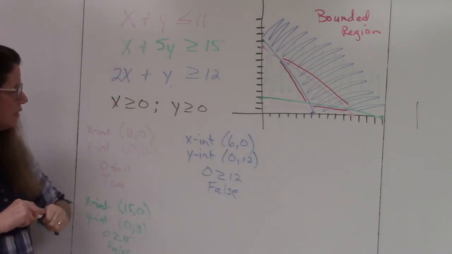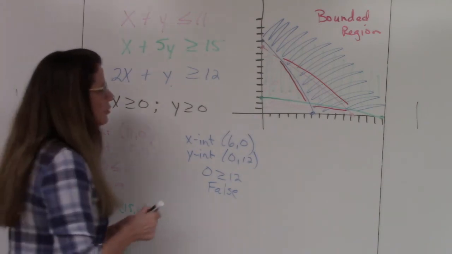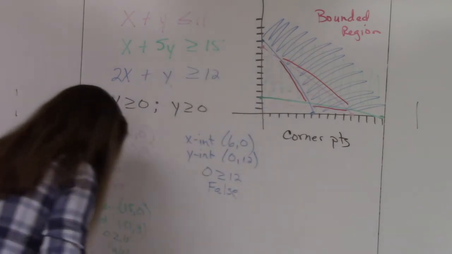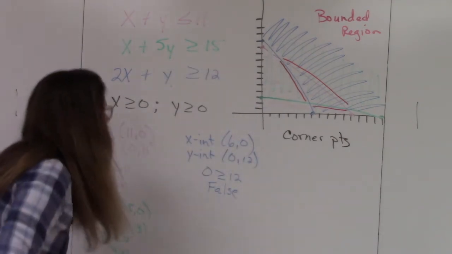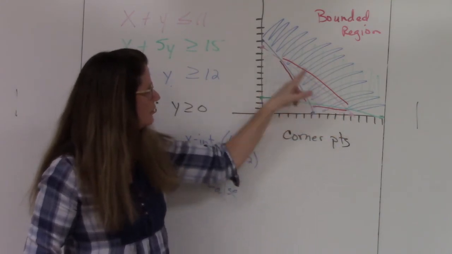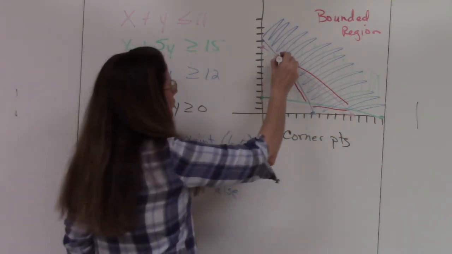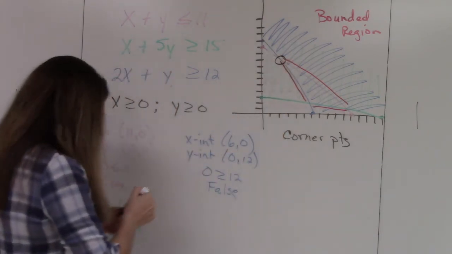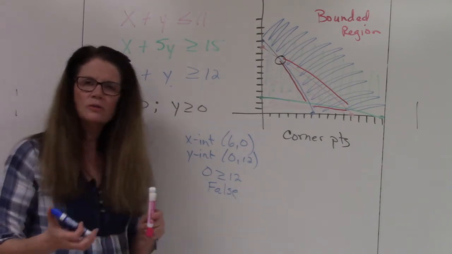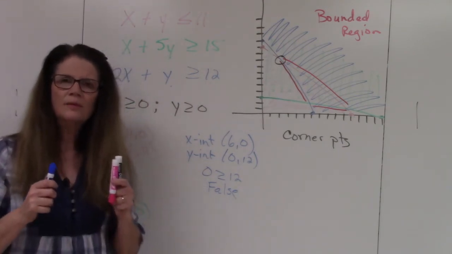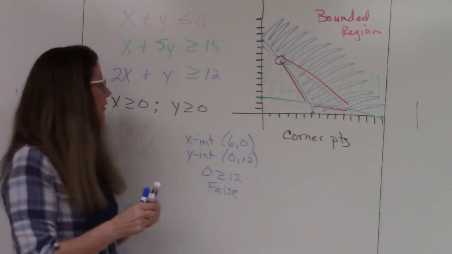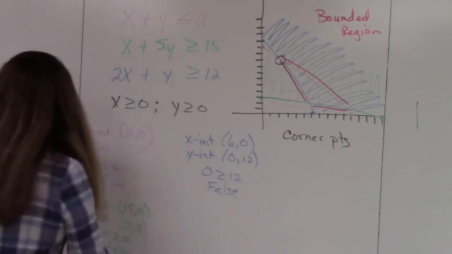Okay, so what we're going to do now is find our corner points. So again, the corner points are where the lines are intersecting around the feasible region. So I have a corner point right here. This one is my pink and my blue line. This is why it's so important to have color coded lines, because then you know exactly which line you're talking about. The pink one, I'm going to erase some of this.